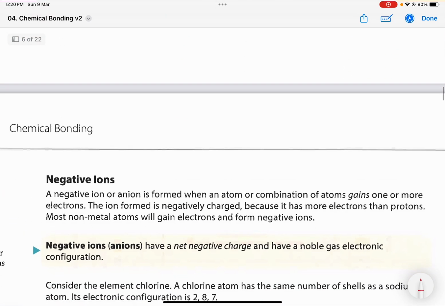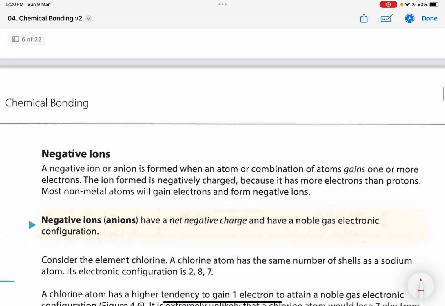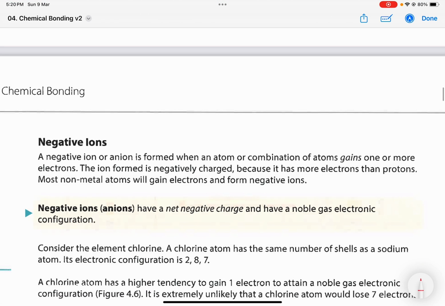Okay, let's go on. So we have talked about positive ions already. Now let's go on to negative ions. So when are negative ions formed? The negative ions, or we call them anions, are formed when the atom, or even a combination of atoms, gain electrons. So negative ions are formed by the gaining of 1 or more electrons. Why is it negatively charged? Because there's more electrons than protons. Because you know electrons are negatively charged, protons are positive. So if I got more negative charge, the overall charge is negative.